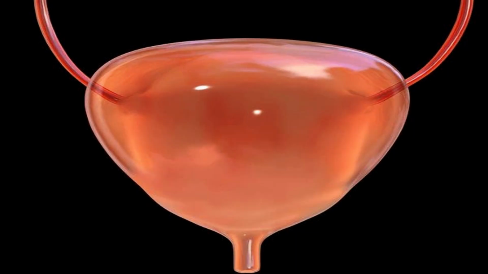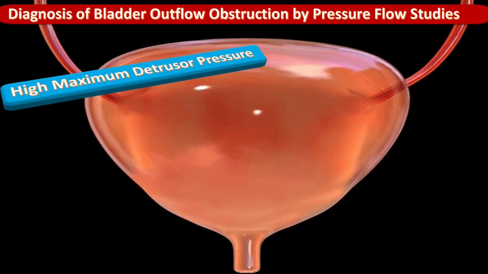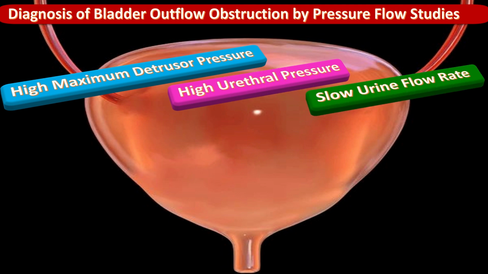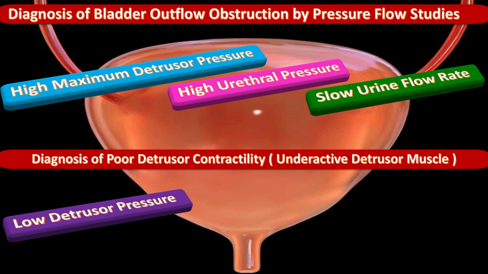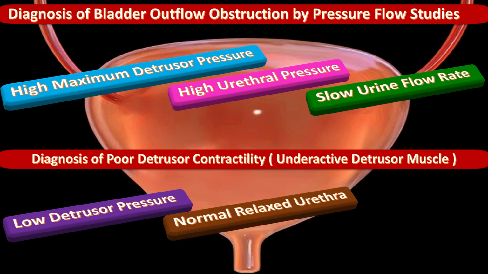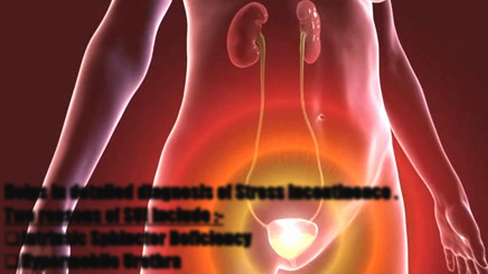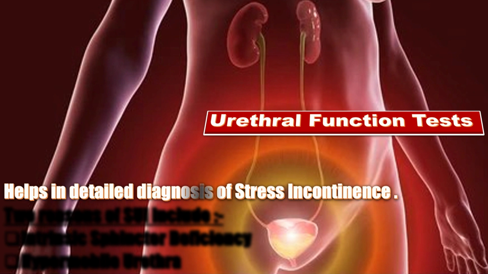The diagnosis of bladder outflow obstruction by pressure flow studies is made by high maximum detrusor pressure, high urethral pressure, and slow urine flow rate. In case of poor detrusor contractility or underactive detrusor muscle, we have low detrusor pressure, normal relaxed urethra, and slow urine flow rate. The next component of urodynamics is the urethral function test, which helps in detailed diagnosis of stress incontinence.